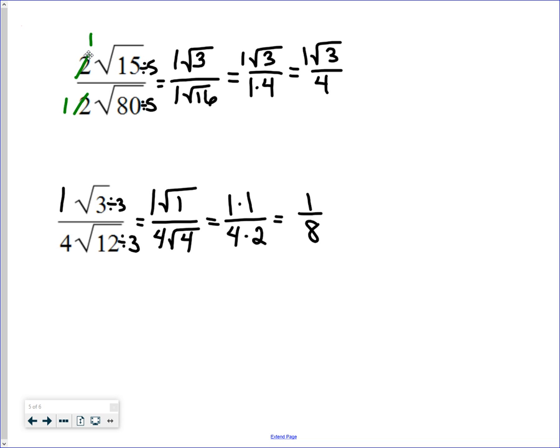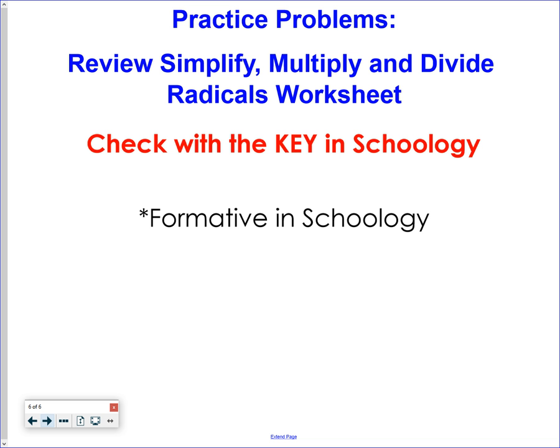Okay, if we need to go back to any. So you have a review worksheet today of everything. Then please double check that your answers are correct. And you do have a Schoology formative today to go into Schoology, okay? Use each other as resources.